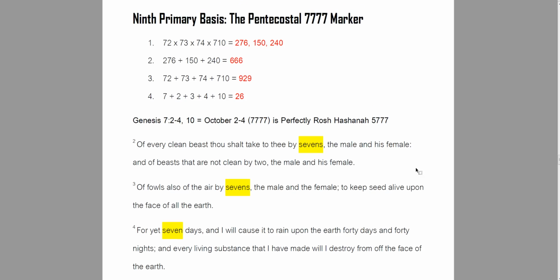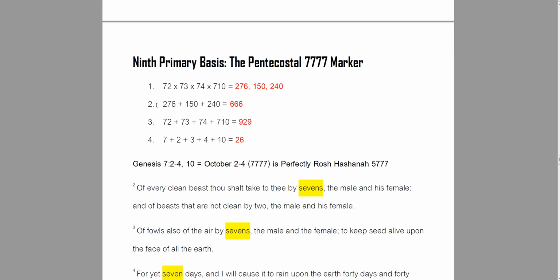But when we put it into calculation, 7 to the power of 2 times 7 to the power of 3 times 7 to the power of 4 times 7 to the power of 10 is 276, 150, and 240, and that's a perfect number. When we add 276 plus 150 plus 240 equals 666, and also 7 plus 2 plus 3 plus 4 plus 10 equals 26.